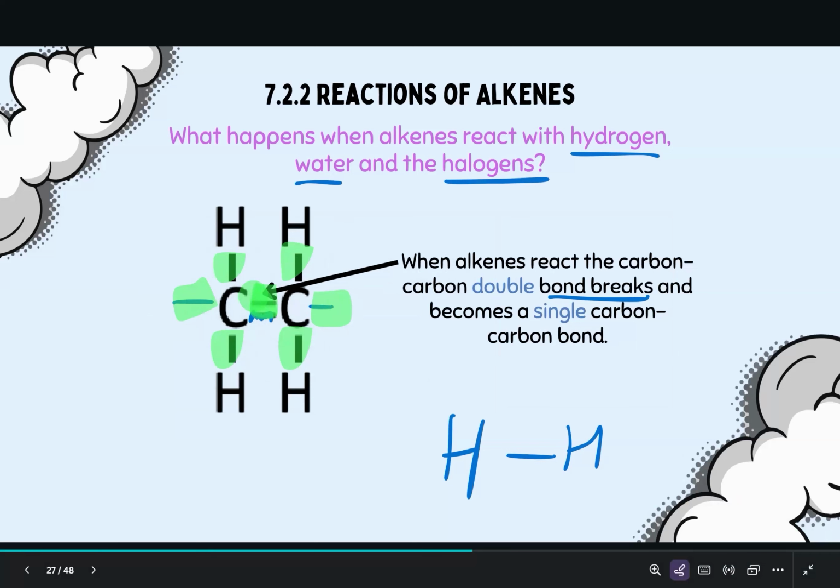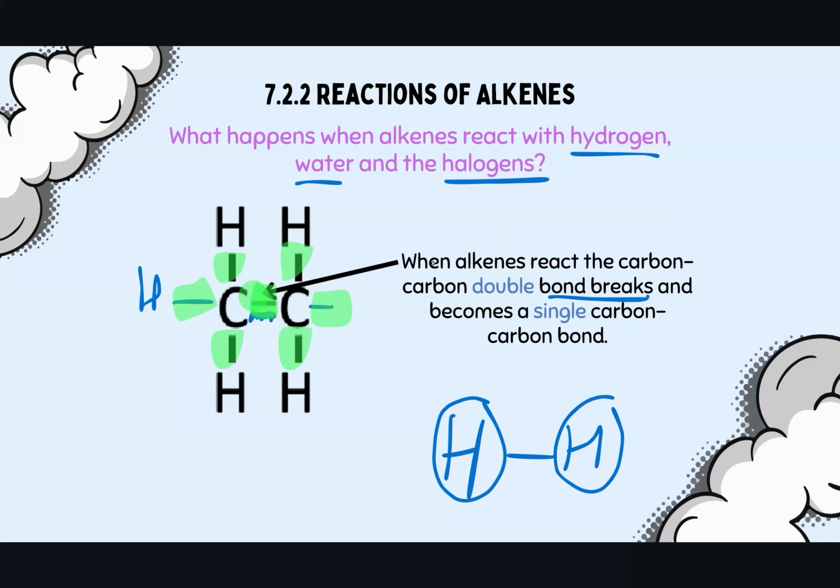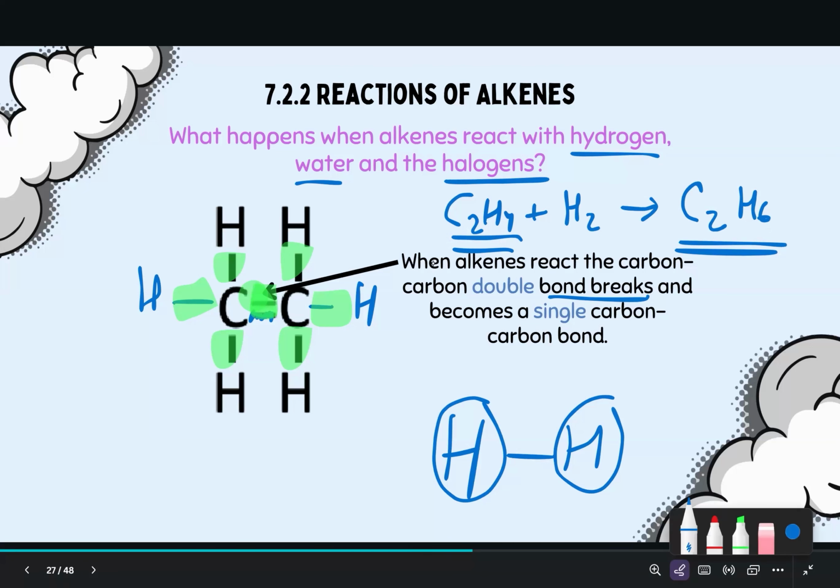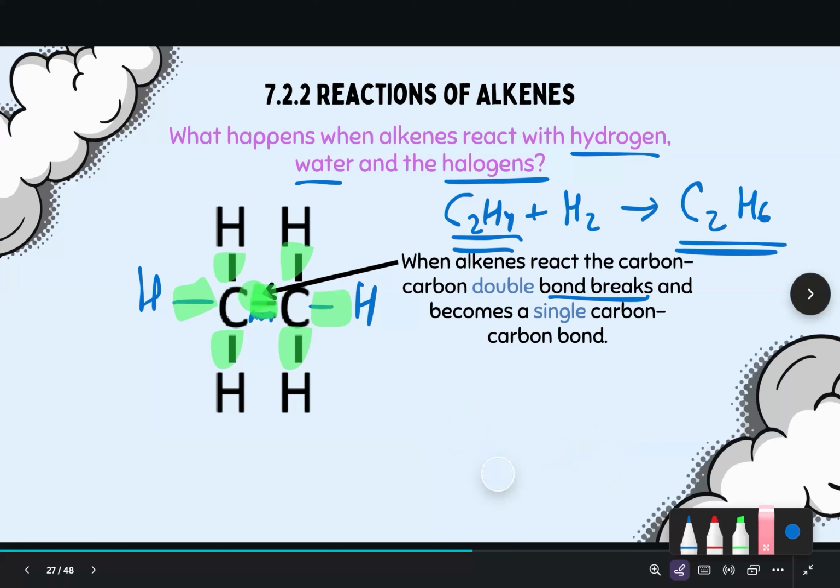Now what will happen is this hydrogen will attach here, and this hydrogen will attach here. So we have just converted C2H4, we added hydrogen, and we finished up with C2H6. So we turned ethene into ethane. We call this hydrogenation because we've added hydrogen. Okay, now let's look at another example.